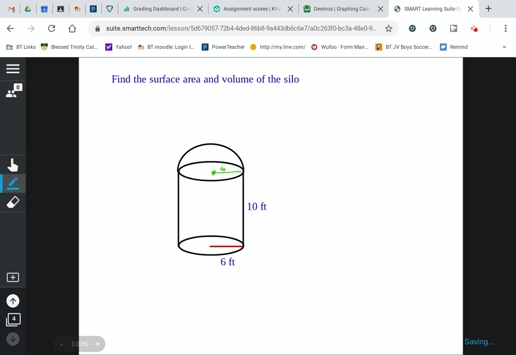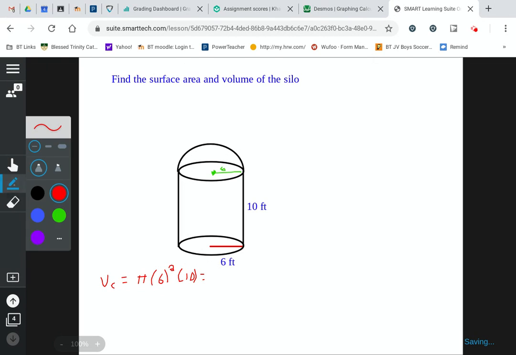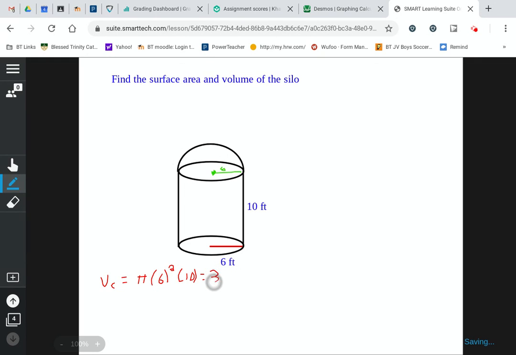I'm going to start with volume because volume is going to be the easier one to deal with. I have the volume of a cylinder plus the volume of the hemisphere. So the volume of the cylinder, if you remember, is pi times the radius squared, so that's 6 squared, times the height, which is 10. And so we end up with 360 pi.